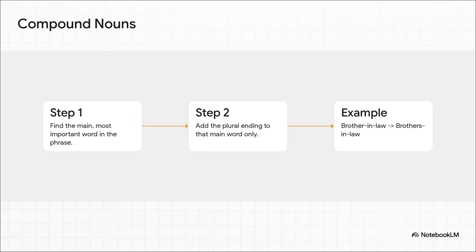Okay, this is a huge one, compound nouns. It's so tempting to just stick the S at the very end of the whole phrase, right? But that's not how it works. The key is to find the most important word, the main noun, and make that word plural. Think about it. If you have more than one brother-in-law, you have multiple brothers, not multiple laws. So it's brothers-in-law. Same for commanders-in-chief.